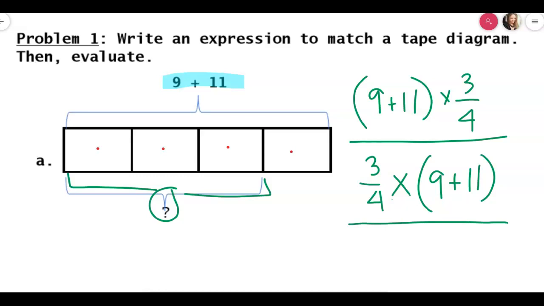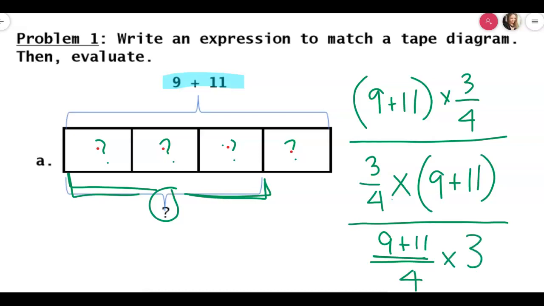And another way we can also write it is we can write 9 plus 11, which is our total, and we could divide that by 4. If we take our total, 9 plus 11, and divide it by 4, it's going to give us the amount per unit. And since we're looking for what 3 out of the 4 is, we would then have to do times 3.